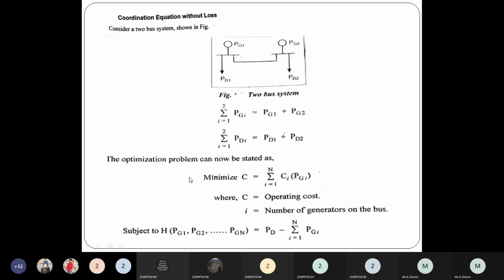So the optimization problem can be stated as minimization of C equal to summation of i equal to 1 to N Ci of PGi. C is nothing but your operating cost, and i is the number of generators on the bus. Subject to the constraint H: PG1 plus PG2 up to PGN is nothing but PD, that is, PD minus summation of i equal to 1 to N PGi.